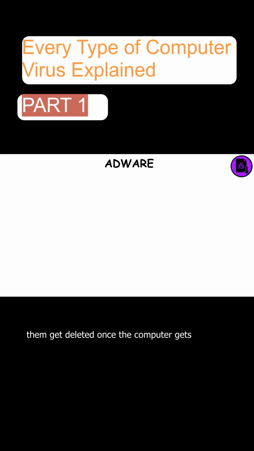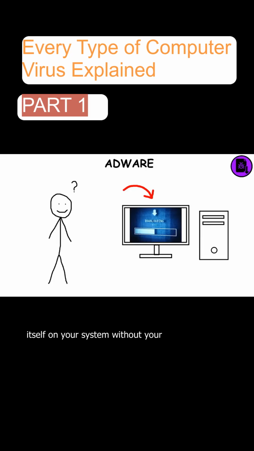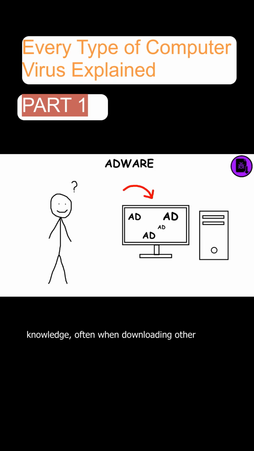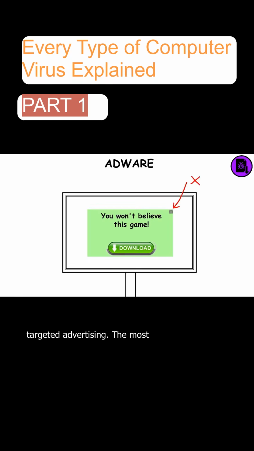Adware. This term is usually used to describe malware that installs itself on your system without your knowledge, often when downloading other software, and displays advertisements when the user browses the internet. Some of them also act as spyware by collecting data to be sold or used for targeted advertising. The most recognizable ones open a pop-up in an unclosable window.